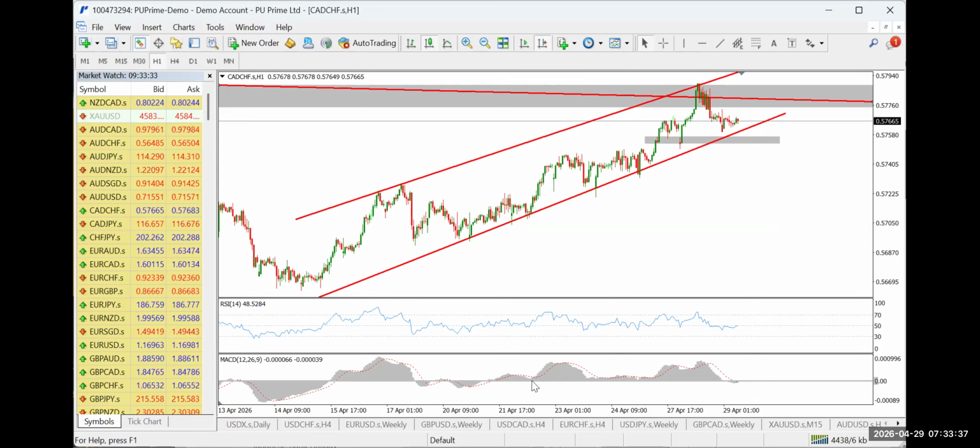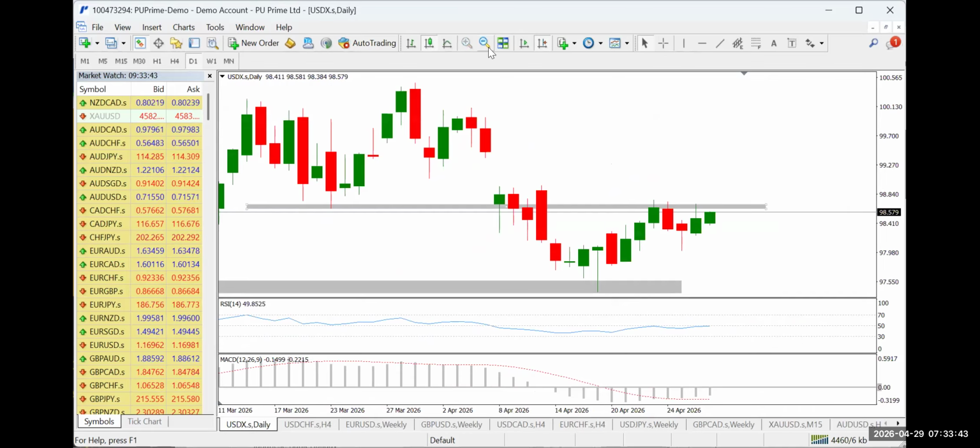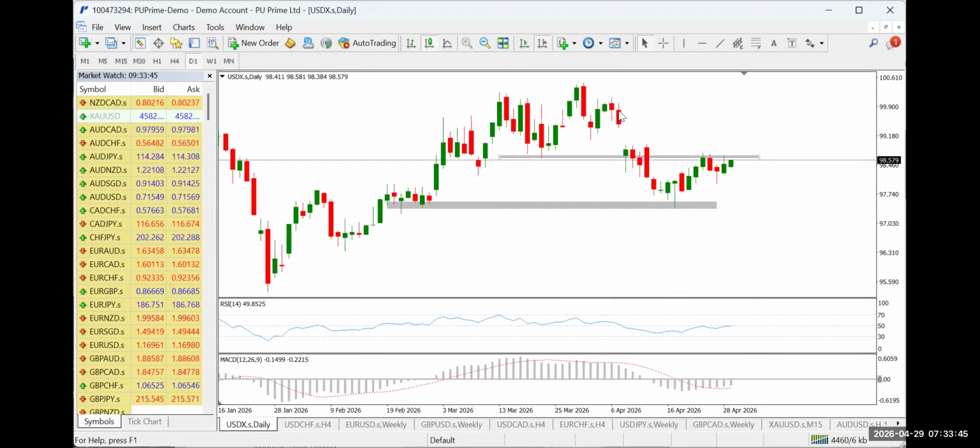USD CHF. Now, let's take a look at the dollar index first. I said something about the dollar index yesterday, even right from Monday. Monday, I said that earlier on, price hit a support on resistance. We saw some slight bearish movement.